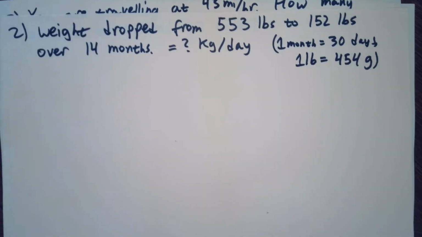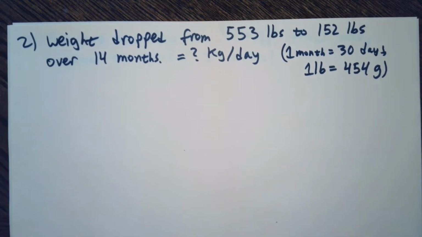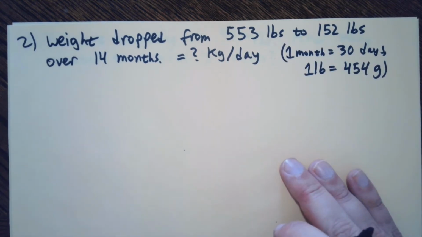Okay, so number 2. I wasn't kidding, by the way. I got really lazy writing these questions down. Number 2 is a little trickier, so we have to actually figure out what the rate of weight loss was. And so what we can figure out is pounds per month with the information that we're given.